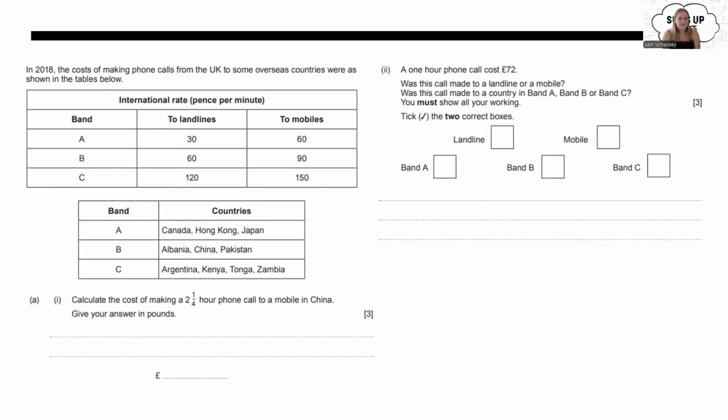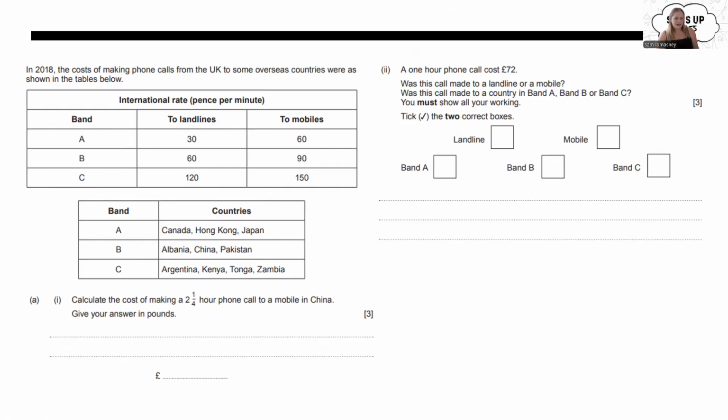In 2018, the cost for making phone calls from the UK to some overseas countries was shown below. So you've got a table and there's landlines and mobiles. Just so people are aware, just in case you're not quite sure what a landline is, because I know a lot of homes don't have them. That is literally your house phone that's attached to your actual house. Whereas mobiles, obviously you can walk around, you can go wherever with them. You can't really take your landline with you.